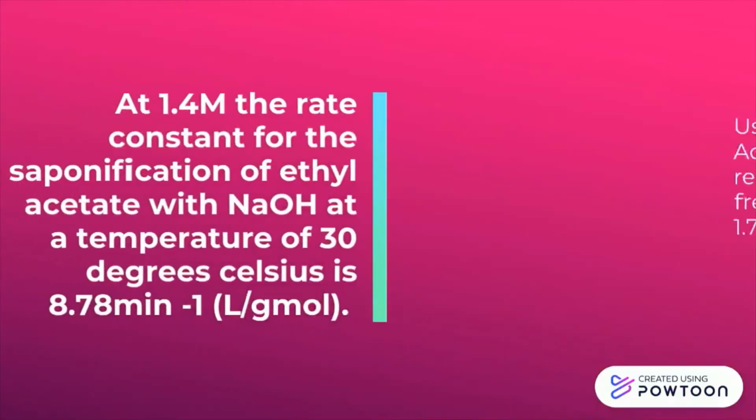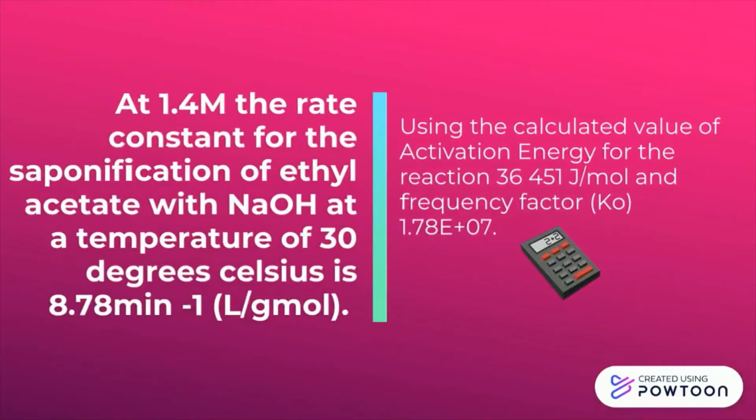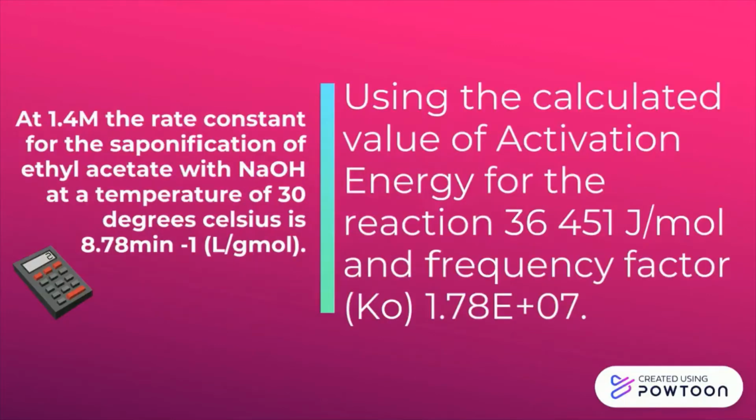At 1.4 M, the rate constant for the saponification of ethyl acetate with NaOH, at a temperature of 30 degrees Celsius, is 8.78. Using the calculated value of activation energy for the reaction, 36,451 J per mole and frequency factor Ko, 1.78 times 10 raised to 7.